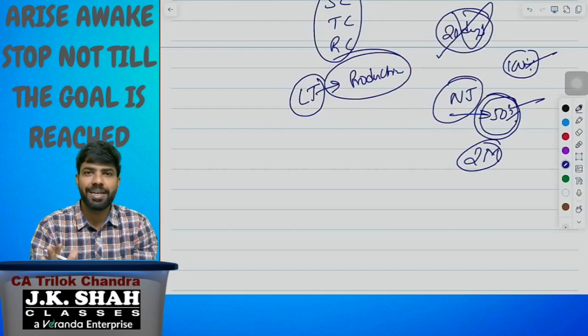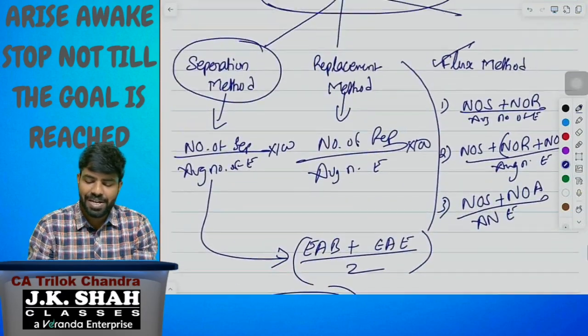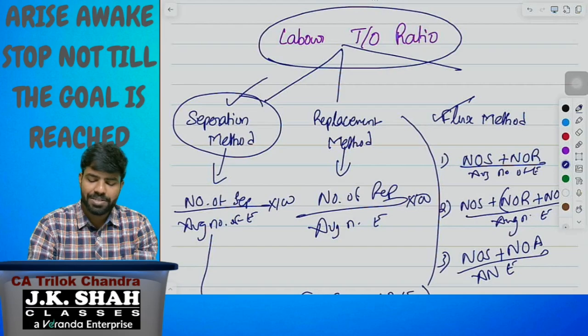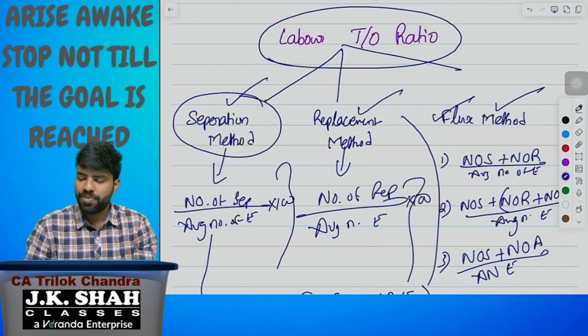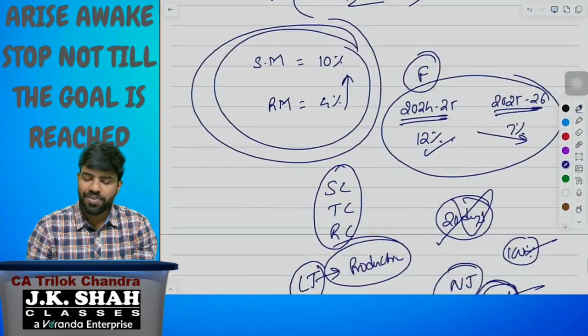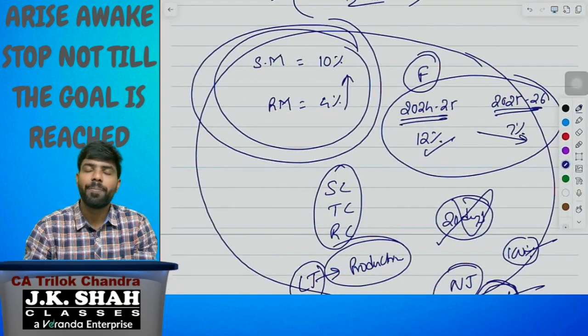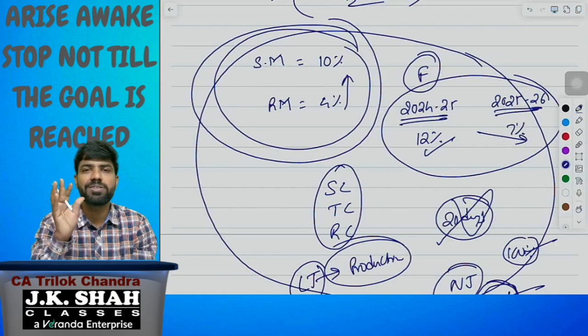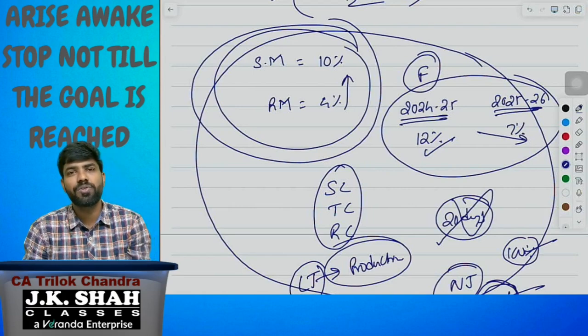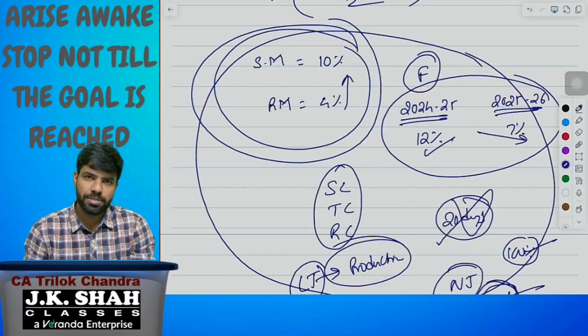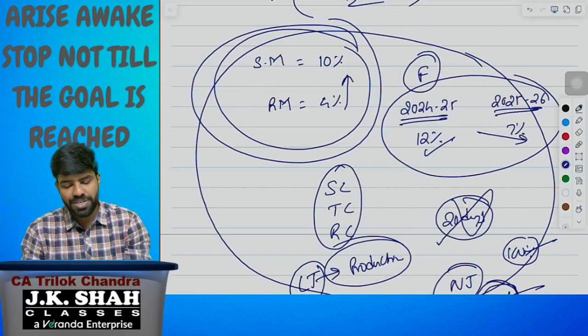Are you understanding? So ultimately what we need to learn is there are three methods: separation method, replacement method, flux method. Using the formulas, we need to calculate the ratios. Whatever analysis I have explained may not come in the examination. Just for clarity's sake, just for conceptual understanding, I explained this. If they give you an application-oriented question, we can think like this. Let us solve the questions based on this.